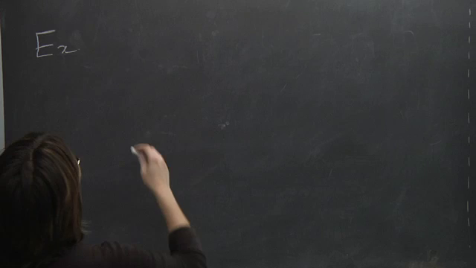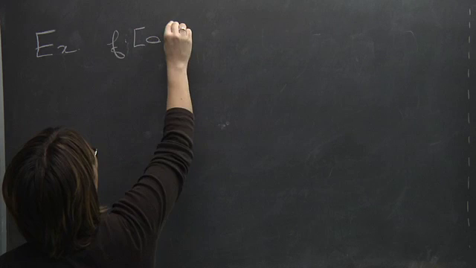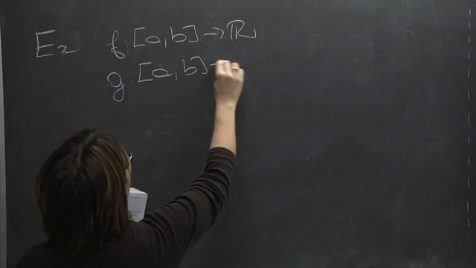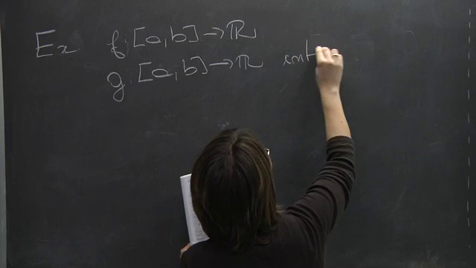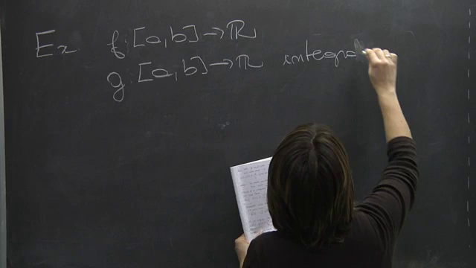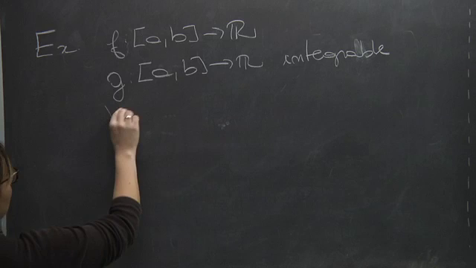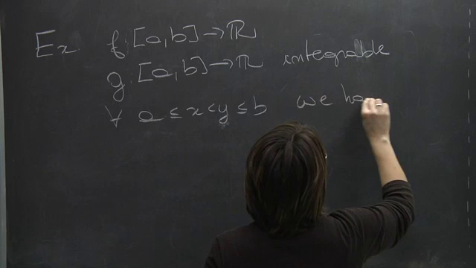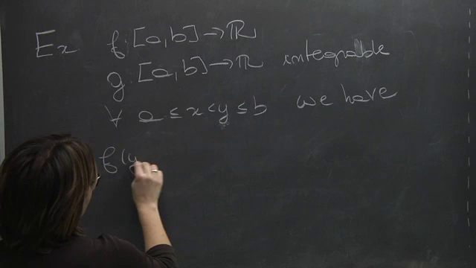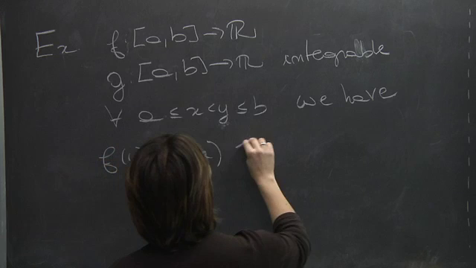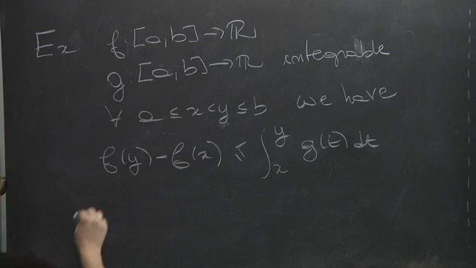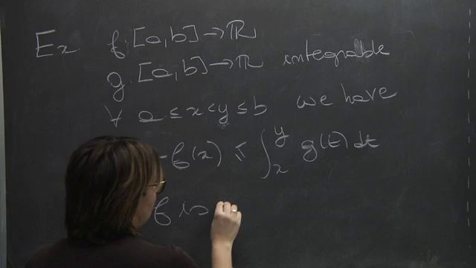So you have two functions. We start with a function f on [a,b] with values in R, and you have g, a function on [a,b], which is integrable. What we know is that for any couple x and y in [a,b], the following inequality holds: f of y minus f of x is less or equal than the integral from x to y of g of t dt. What we want to prove is that under this hypothesis, this is enough to prove that f is of bounded variation, is in BV.